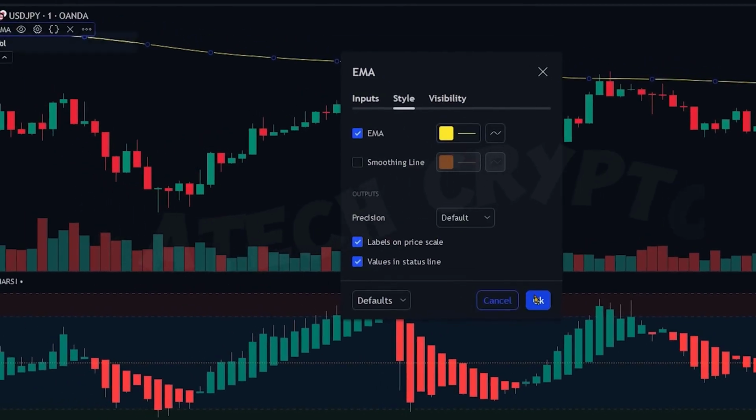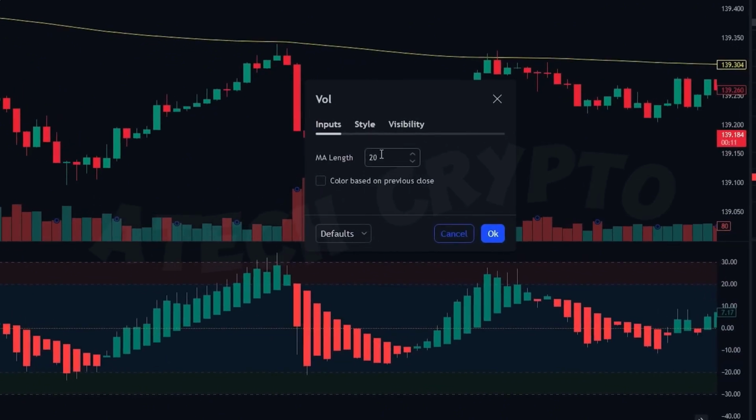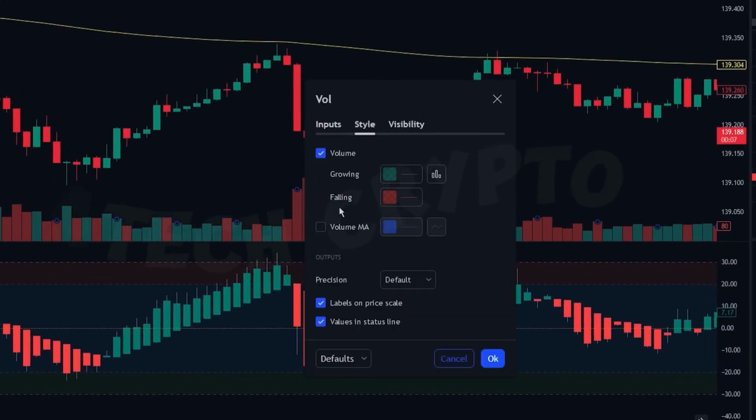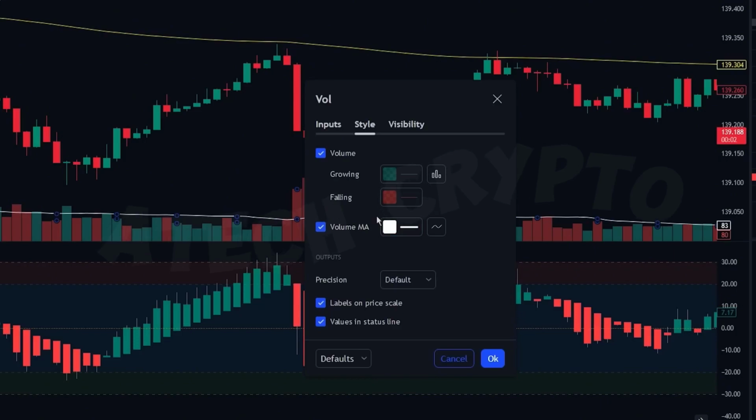Now let's head over to the volume indicator settings. Here we will be changing the EMA length to 30. Once you have done that, head over to the Style settings and enable the moving average. In order to make the line easier to see, we will also be changing the color to white. That was all that we needed to do.